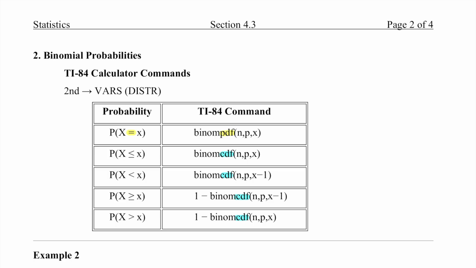Here's a simple way to remember these commands. Exactly, use binompdf. Less than or equal to, use binomcdf. Greater than or equal to, use 1 minus binomcdf. The most important skill is translating the wording of a probability statement into the correct calculator command. We'll practice that skill in the examples that follow.